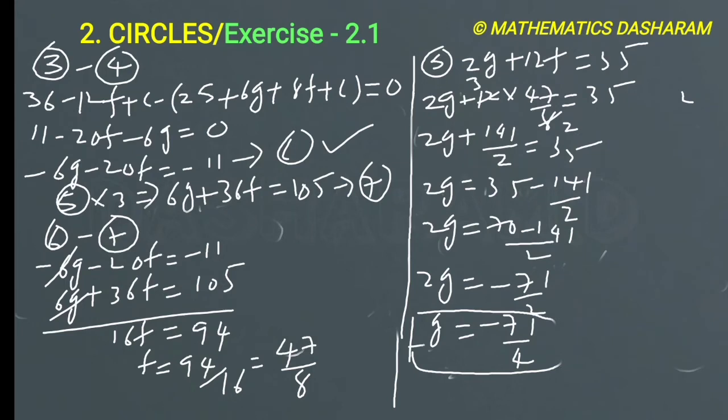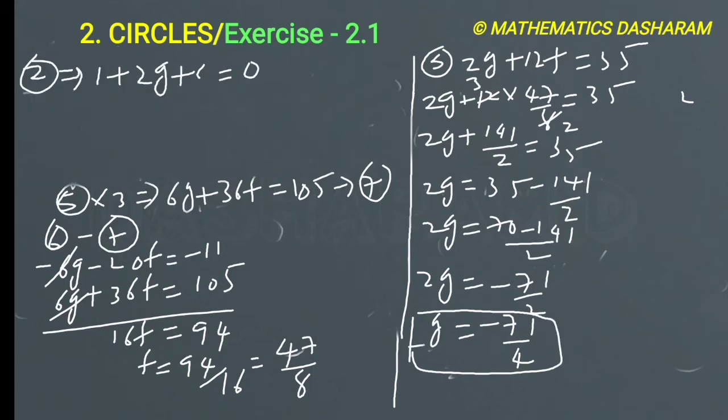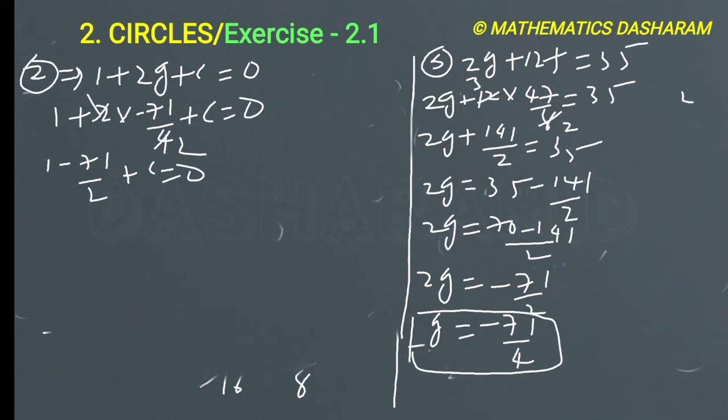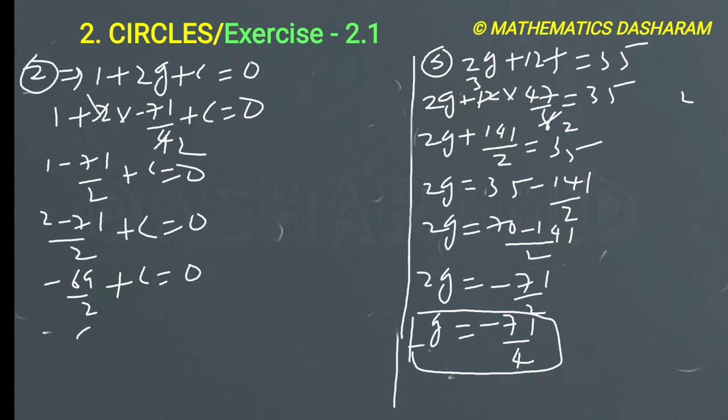Substitute this g value in equation number 2. So 1 plus 2 into g value, which is minus 71 divided by 4, plus c equals 0. So here 2 and 4 come in the 2 table. So 2 ones are 2, 2 twos are 4, so 1 minus 71 by 2 plus c equals 0. So now take the LCM. 2 minus 71 divided by 2 plus c equals 0. Then c equals 2 minus 71, which is minus 69, divided by 2, plus c equals 0. Then c equals plus 69 divided by 2.